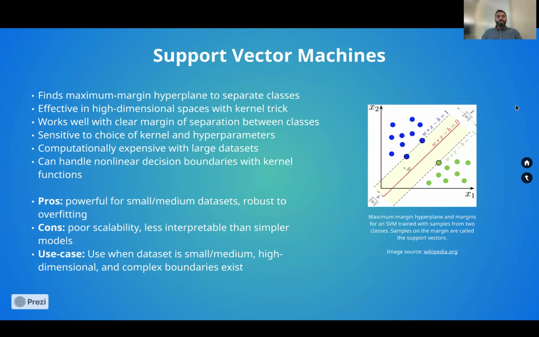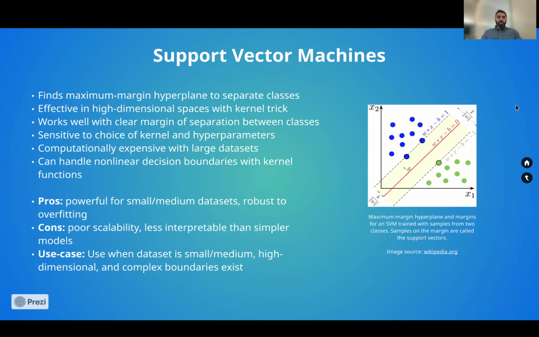And the idea is to make sure that there's enough separation between the blue and the green classes. And these colors are just representing two classes, right? So it could be spam, not spam, for example, as far as the emails are concerned. But the idea is to come up with a decision boundary that has the maximum separation between the two classes, right? So that is the entire basis of SVMs.